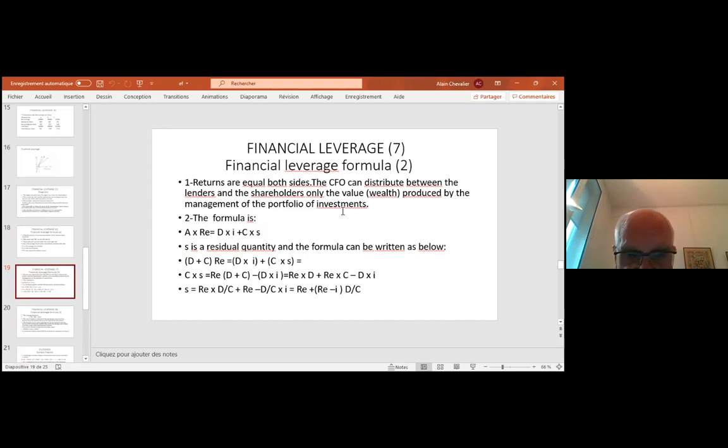And you can simplify now, saying S is equal to what? To RE plus RE minus I multiplied by D over C. It's just calculation. So the formula you get is quite interesting here. This is what we are going to explain and try to use with a small example.